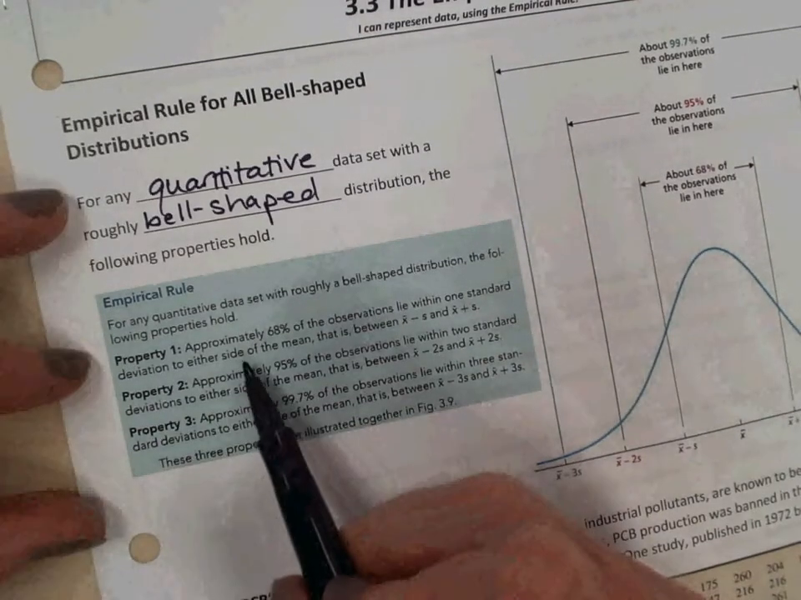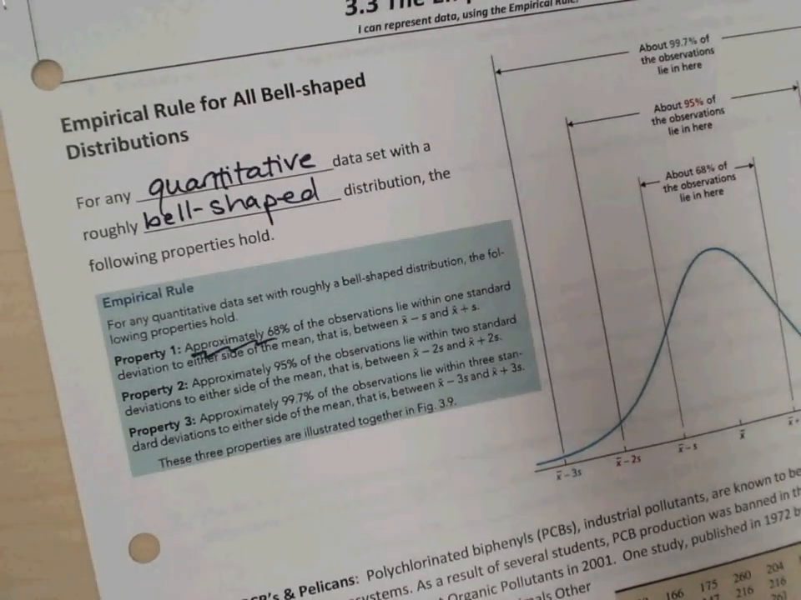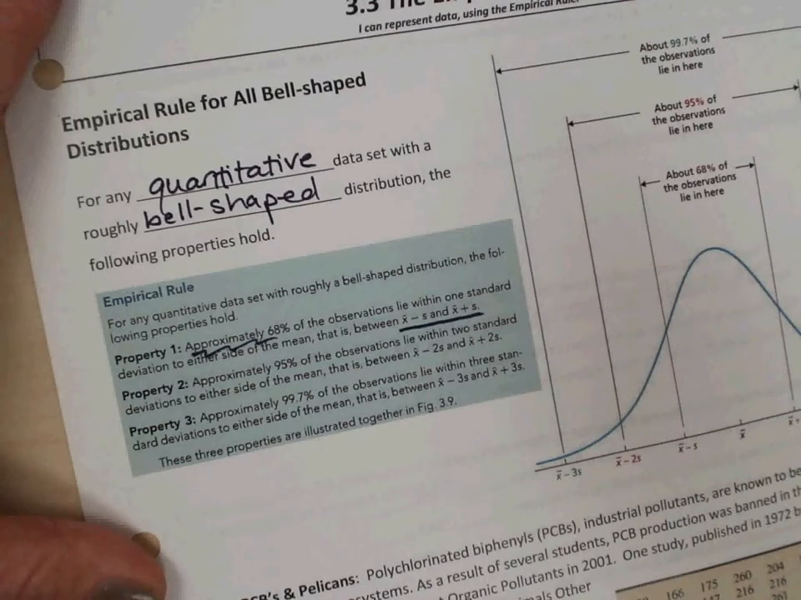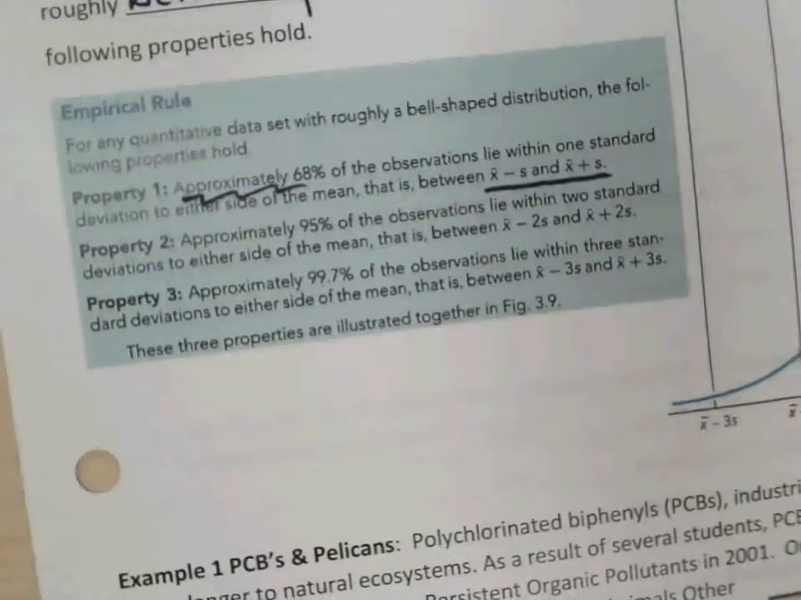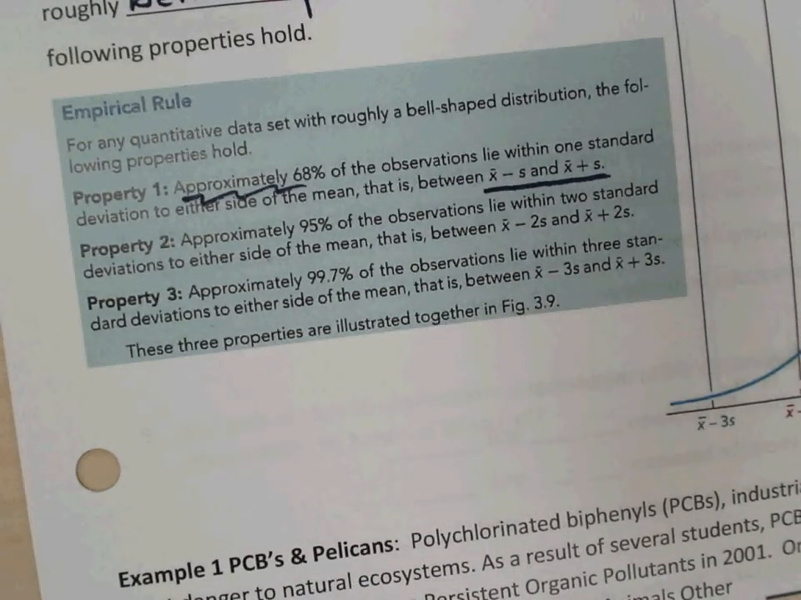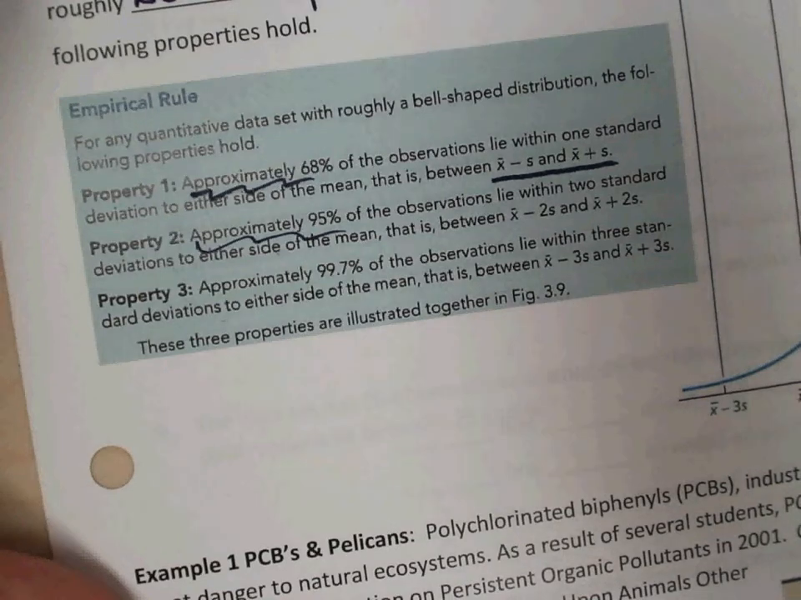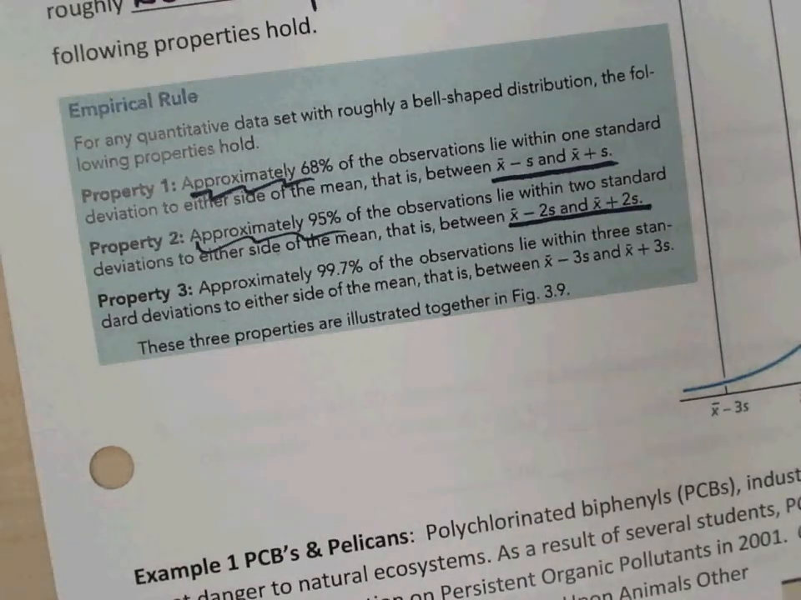Approximately, notice that word approximately, 68% of the data falls within one standard deviation of the mean. That's represented by x bar plus s and x bar minus s. And then property 2 says approximately, again, 95% of the data lies within two standard deviations of the mean. That's x bar plus 2s and x bar minus 2s. Remember, lowercase s stands for standard deviation.